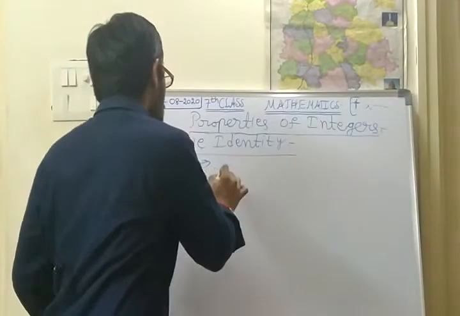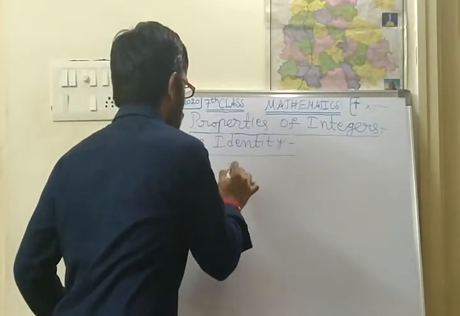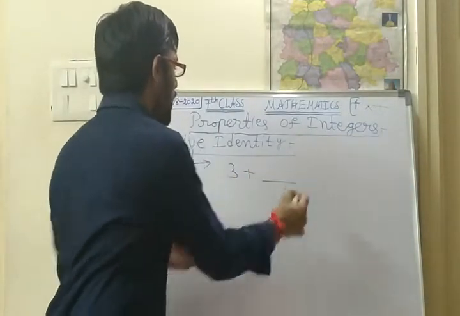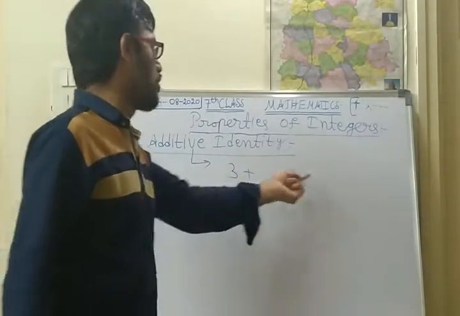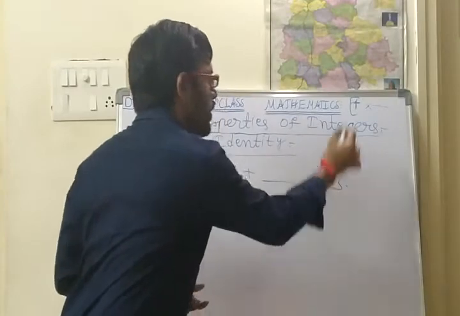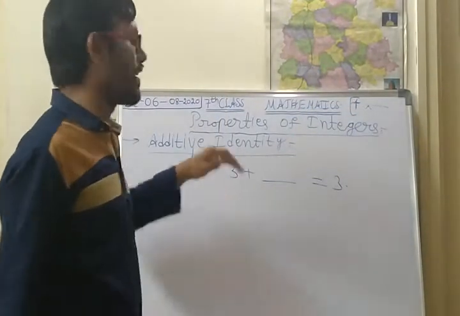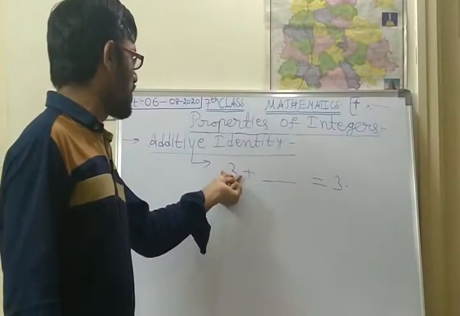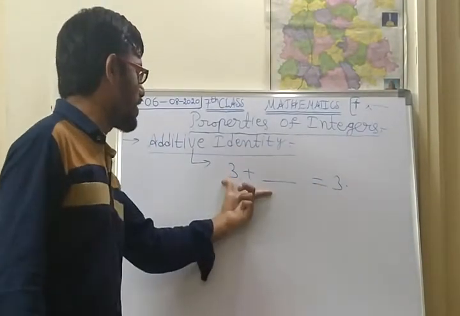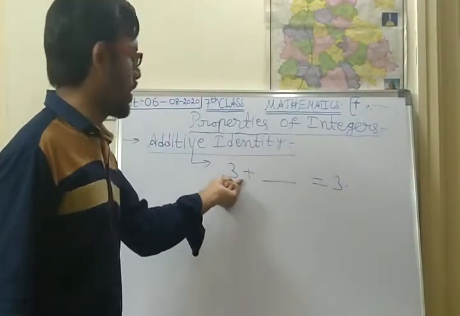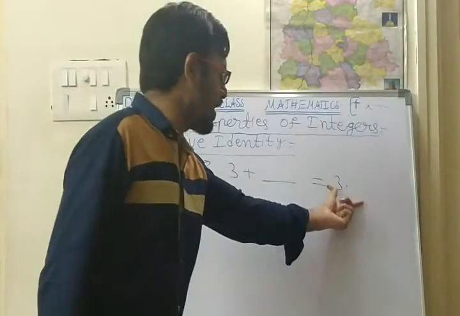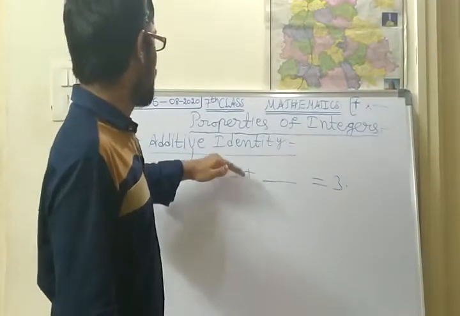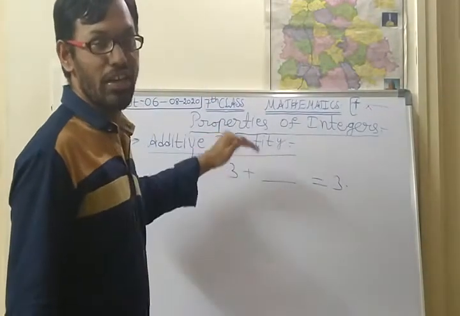Suppose you are adding one integer to this 3. The result also should come 3 only. That is called additive identity. Identity means the same identity. So in the addition, whatever the identity is there for any number, the same identity should be there in the result also. That type of property is called additive identity.